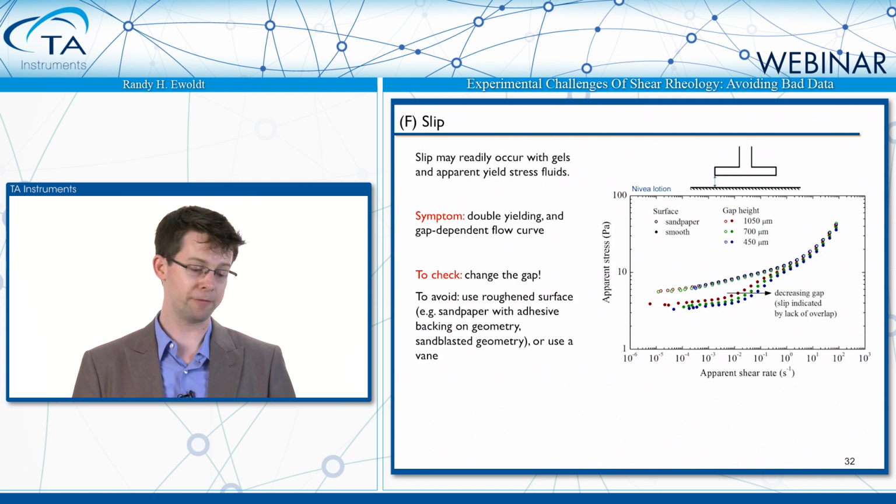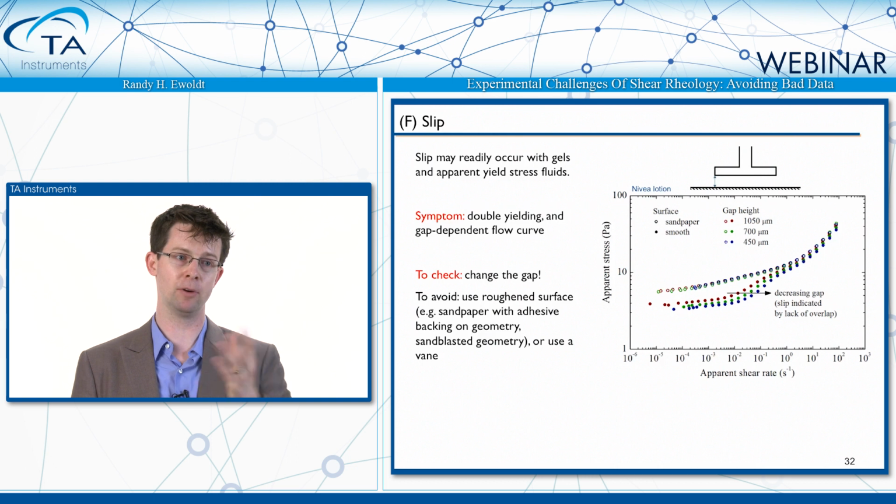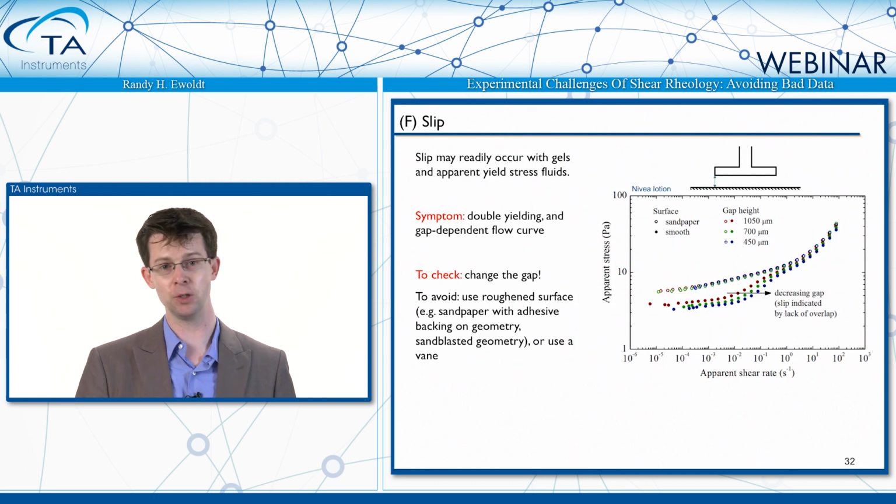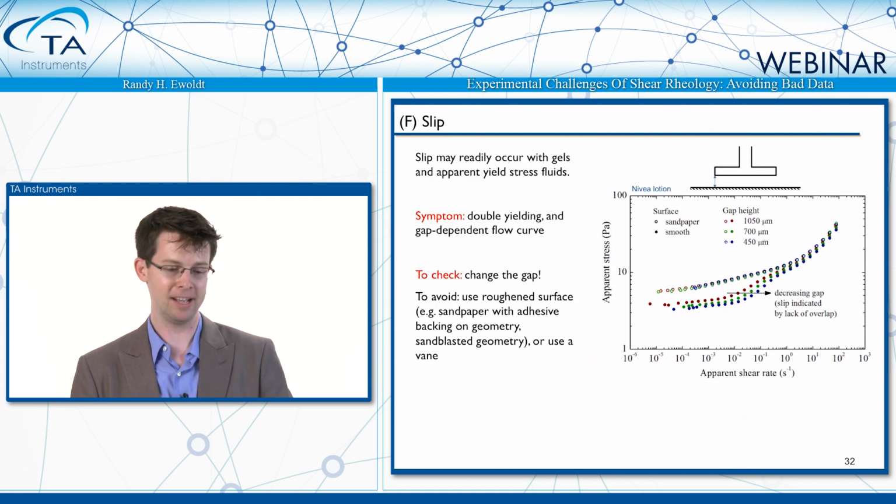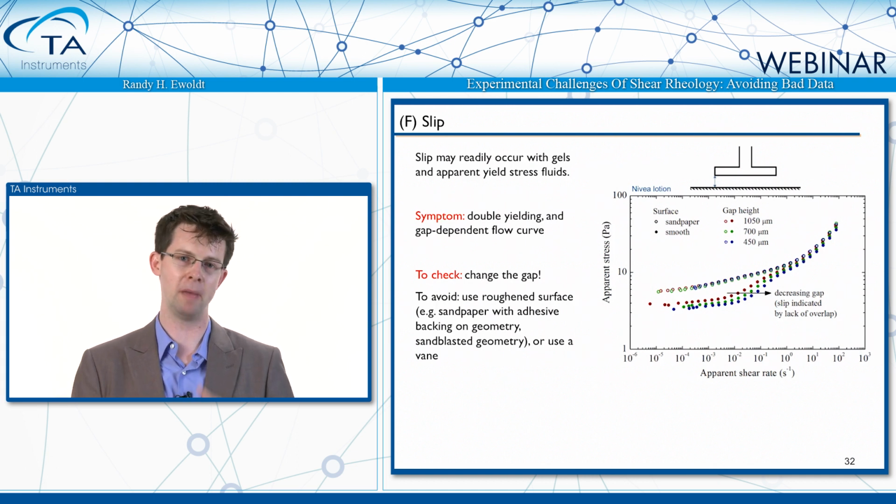So how do you roughen the surface? You can use adhesive-backed sandpaper, which was what's used in these measurements here. You could sandblast your own plates. You could purchase sandblasted plates. They even have toothed plates and serrated plates that you can make or you can purchase.